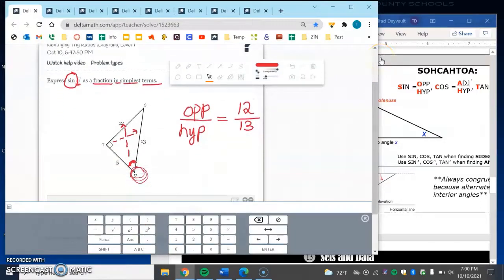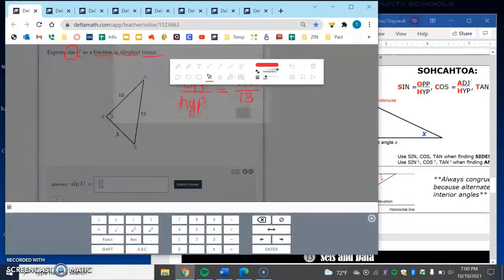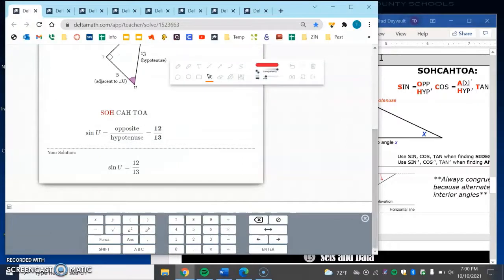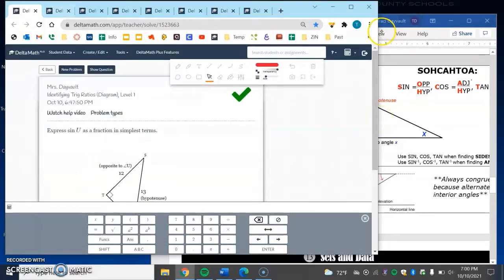That means that any triangle that is similar to this triangle, and what does similar mean? Similar means that all of the angles would be congruent and the sides would be proportional. The opposite and hypotenuse sides of any similar triangle would have a ratio of 12 over 13. So we write it as a fraction in simplest terms, and you can see Delta Math even uses SOHCAHTOA. It's a pretty common way to remember the trigonometric ratios.